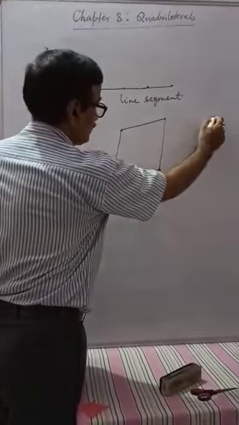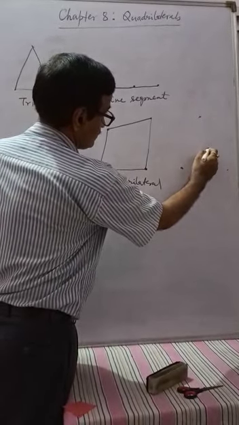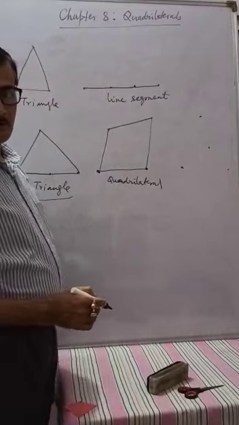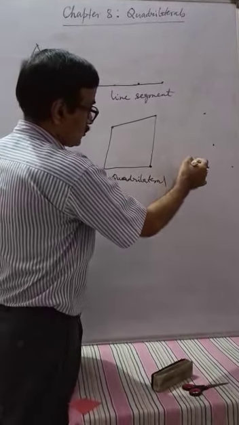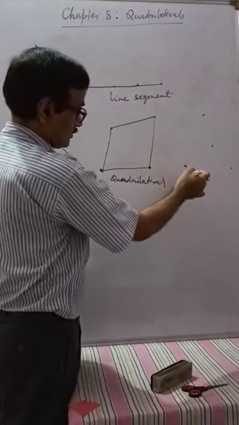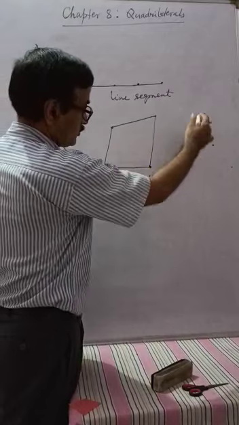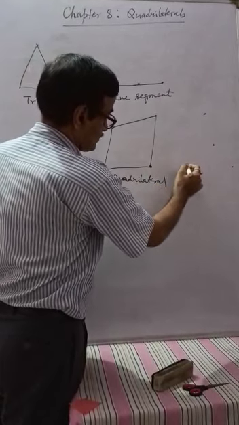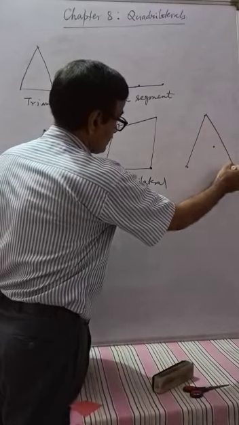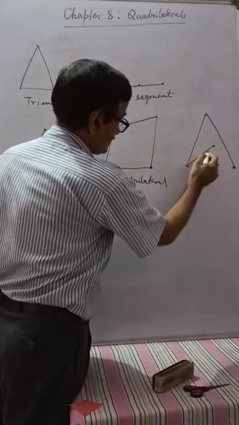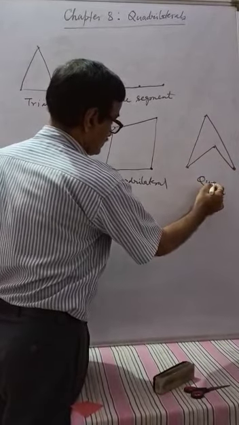Now we can mark 4 points like this also on a plane, and if we join those 4 non-collinear points in pairs, then we will also have a figure called a quadrilateral. This is also a quadrilateral.